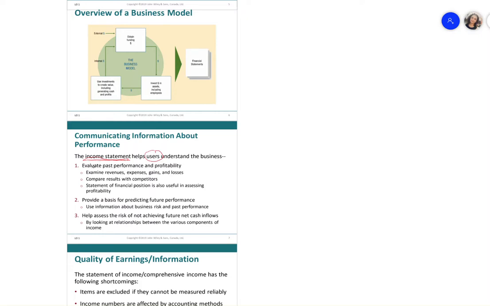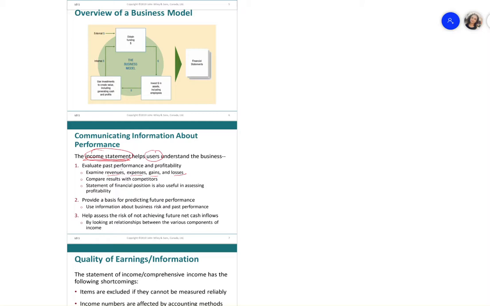What an income statement does is evaluate the past performance and profitability. It looks at the revenue, the expenses, the gains, and the losses. It also lets us compare the results with competitors. We can take the income statement and compare it to our competitors.